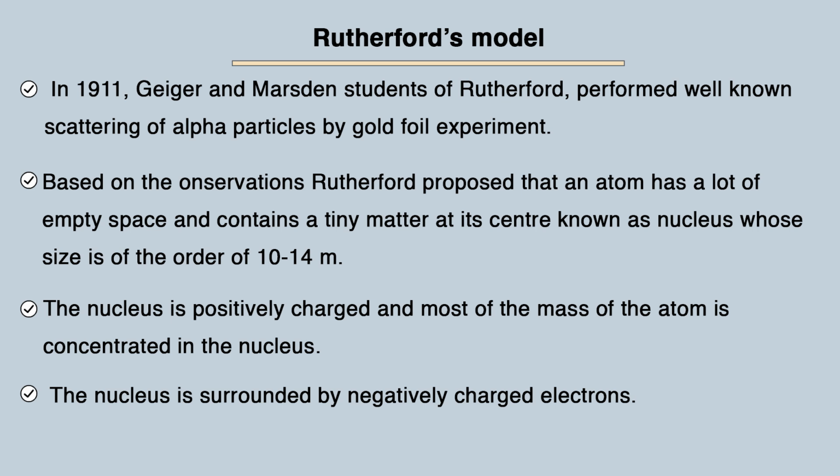For comparison, it was said that if there is a football ground and at the center one football is placed, then the football is the nucleus and the boundary of the ground is considered the atom. The nucleus is positively charged, and most of the mass of the atom is concentrated in the nucleus, which is surrounded by negatively charged electrons. So, this is the model given by Rutherford.